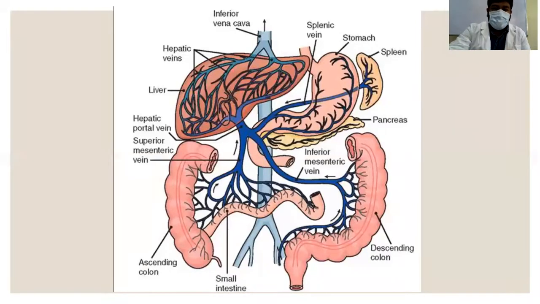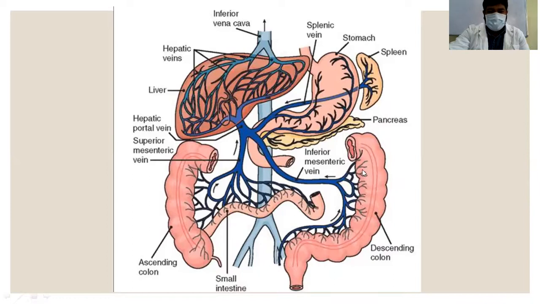As you can see now, this is the hepatic portal vein, and this is the spleen. From the spleen, the splenic vein goes and empties into the hepatic portal vein, and this is the GI tract. This is the left half of the transverse colon, this is the right half of the transverse colon, and the ascending colon and the small intestine are drained by the superior mesenteric vein into the hepatic portal vein.